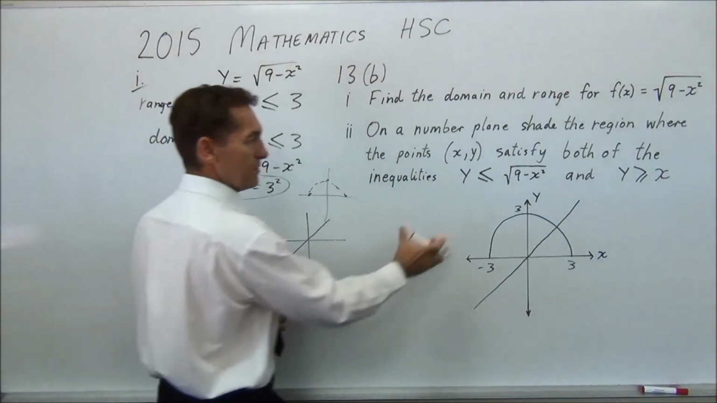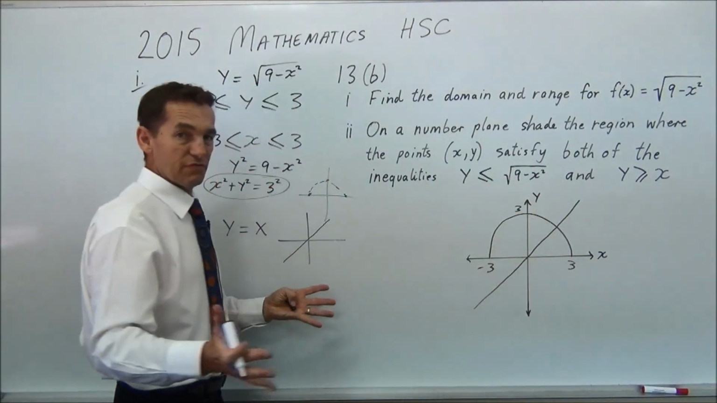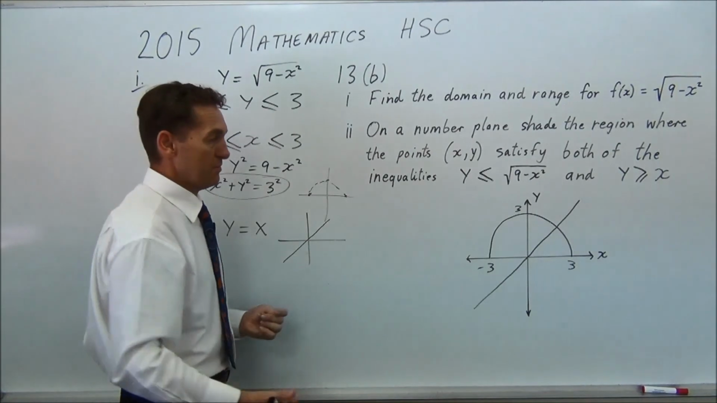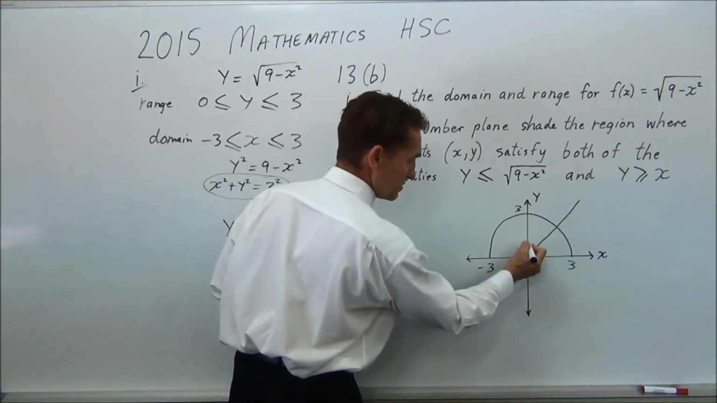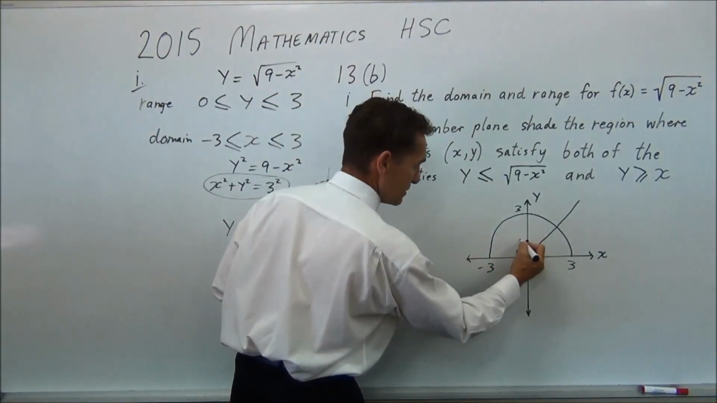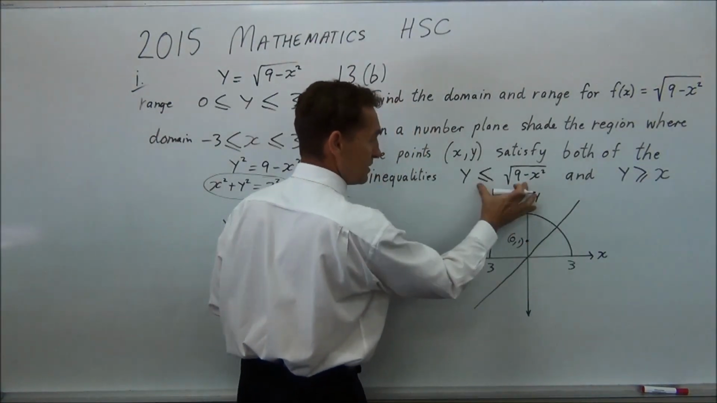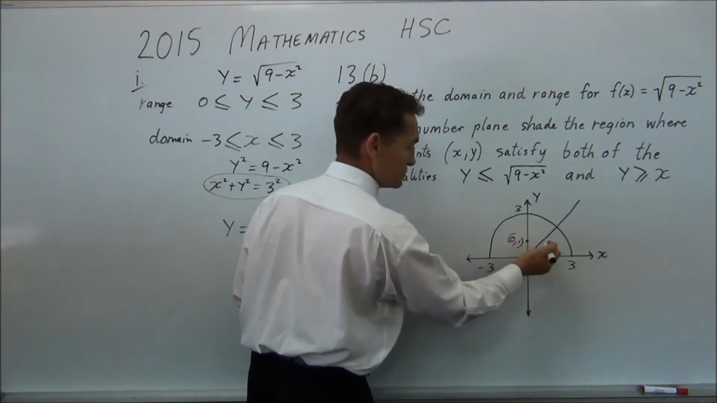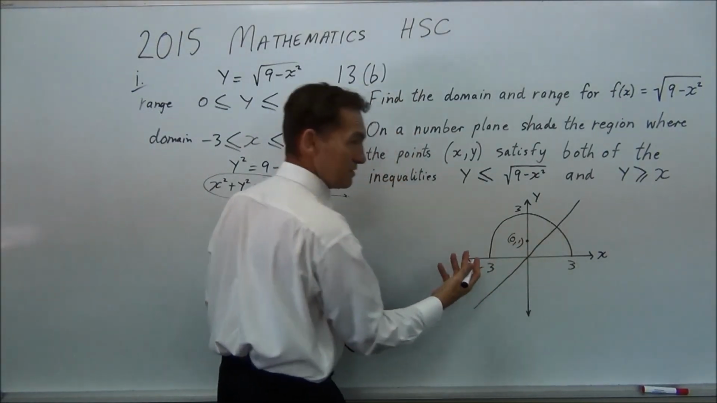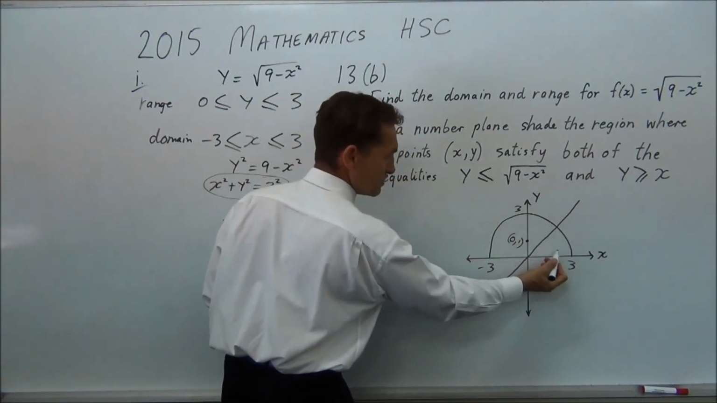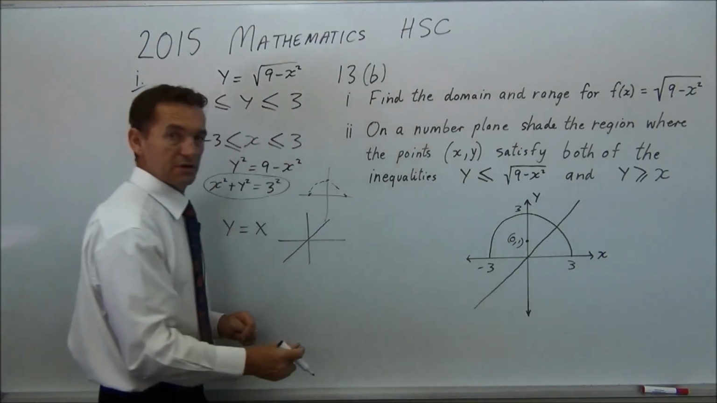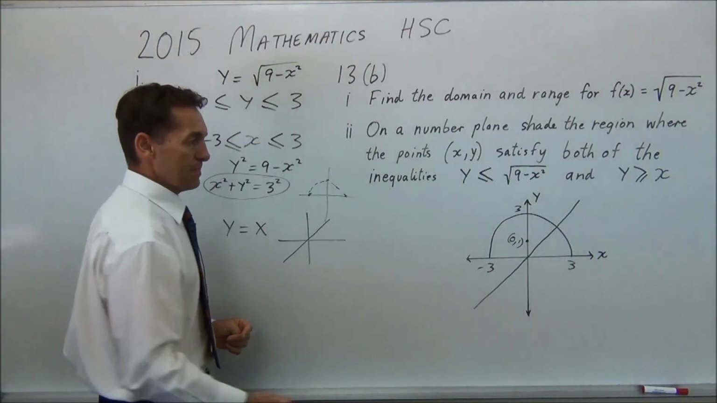Now how do you figure out what the region is? Well, very simply, just pick a point. And I would pick that point there. So that point there is 0, 1. And just put 0, 1 there and there. And if it's true, colour that in. If it's false, test another point. So you can just test points and see which one's true.